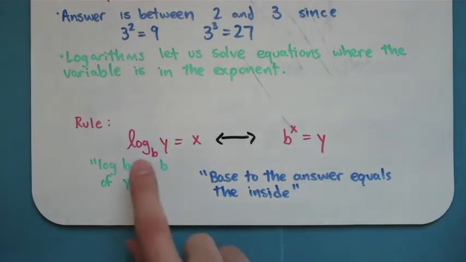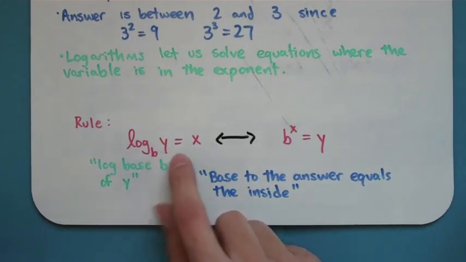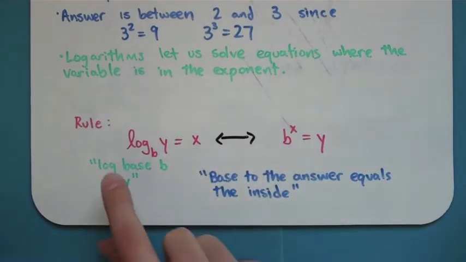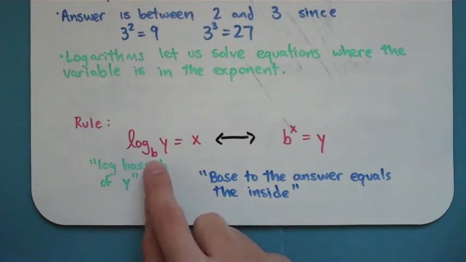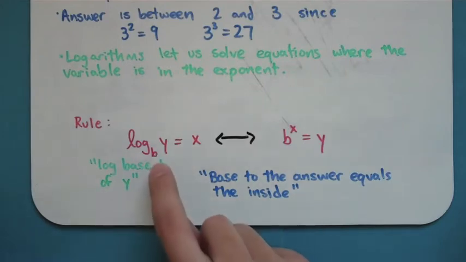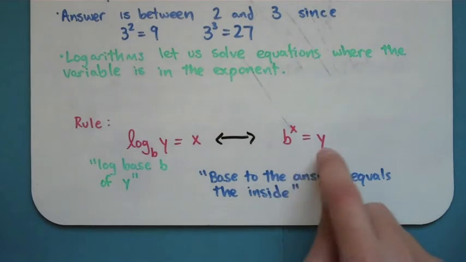If you have something like this with a log in it, logs have a base, they have a number we're actually taking the log of, and then they have an answer. This red and this red are the same thing. You would pronounce the one on the left log base b of y. The way that we convert these, we take the base, we raise it to the answer power, and we set it equal to the inside. So we did b to the x power equals y, and that's how we wrote our exponential equation over here.